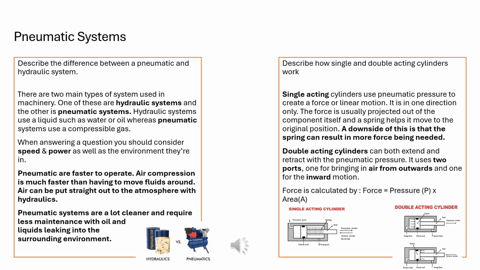Double acting cylinders can also extend and retract with pneumatic pressure. They use two ports, one for bringing in the air for the outward motion and one for the inward motion. And the way that we can calculate the force is that force is equal to pressure times area.